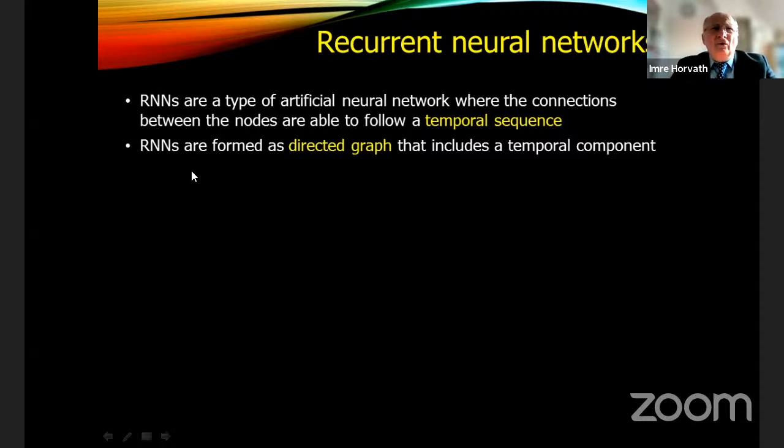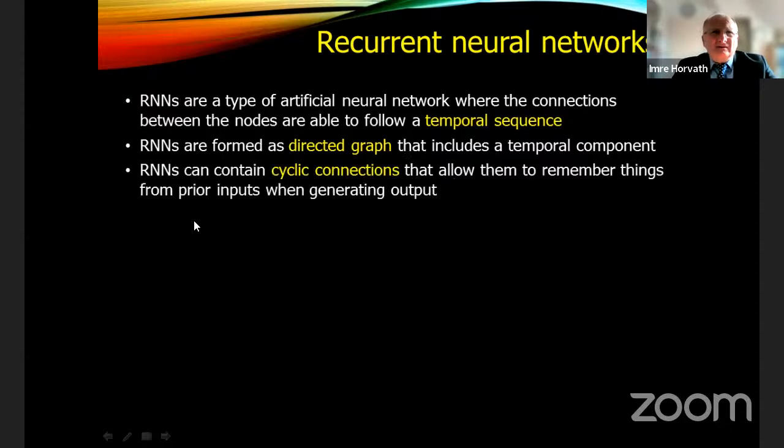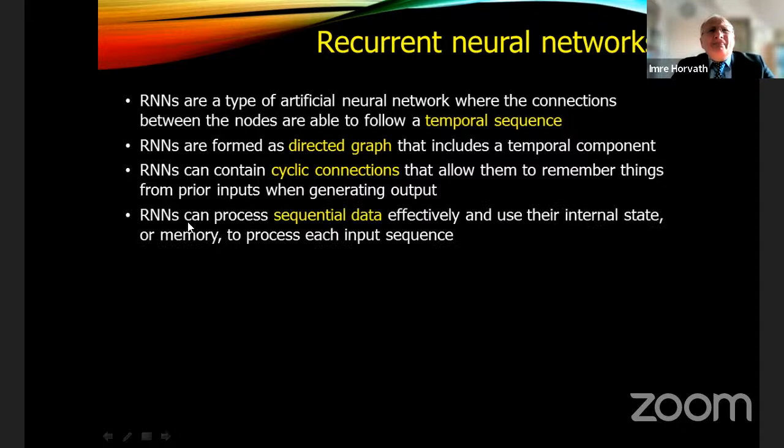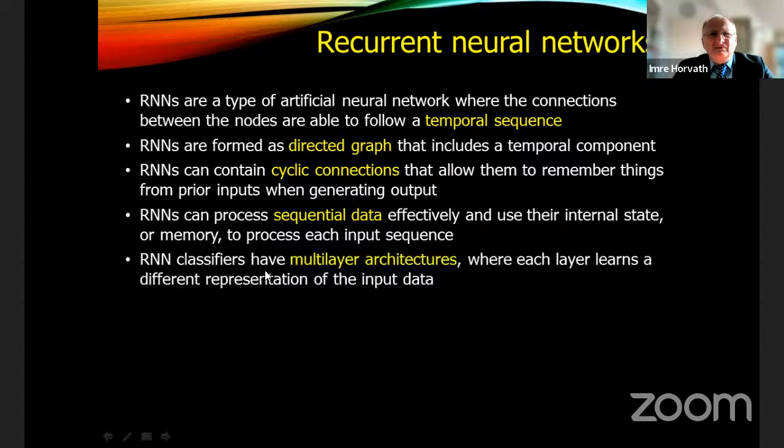Most often than not, recurrent neural networks are represented as a directed graph that includes the temporal component. Recurrent neural networks can contain cyclic connections that allow them to remember things from prior inputs when generating the output. I just try to explain the importance of this in the context of cyber-physical systems. And recurrent neural networks can process sequential data effectively and use their internal state or memory to process each input sequence.